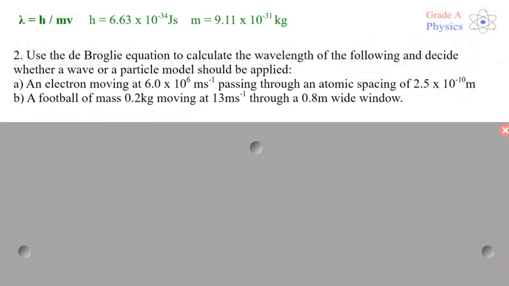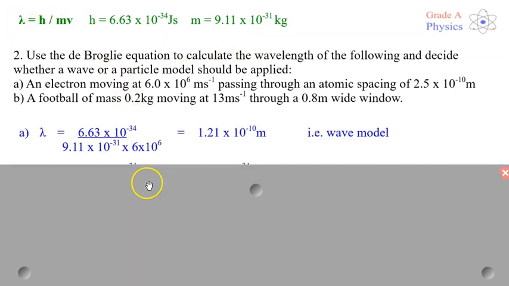We say question 2 would be a fairly straightforward question in the exam. You might get something that's simple, but all we need to do is to select the correct formula and substitute the values, and we get the wavelength. In this case, it's going to be 1.21 × 10 to the minus 10. And then we need to compare that to the spacing, same order of magnitude, 10 to the minus 10. So we're going to have wave behavior, we will get diffraction and possibly interference.